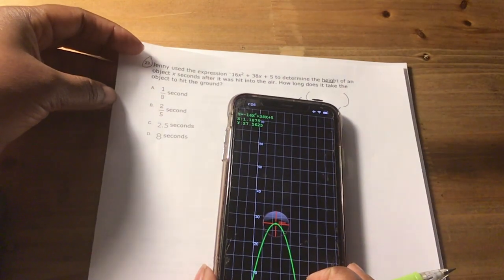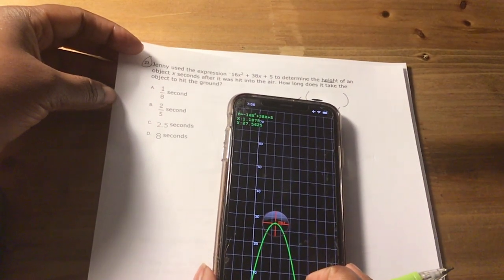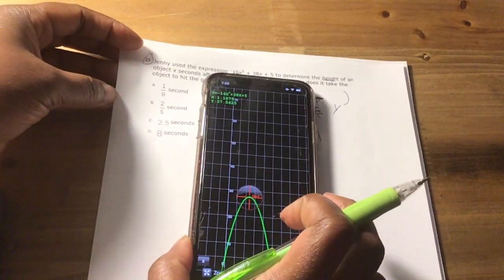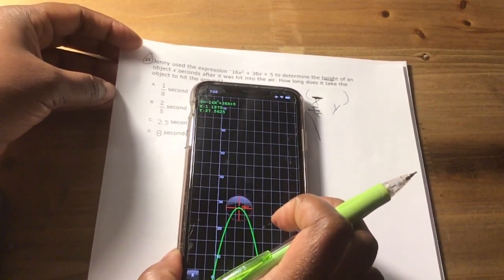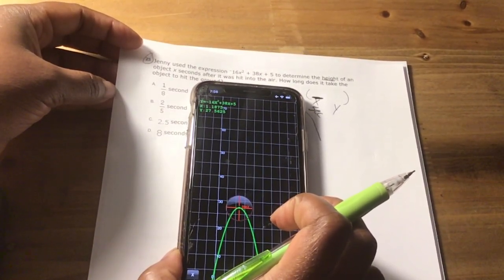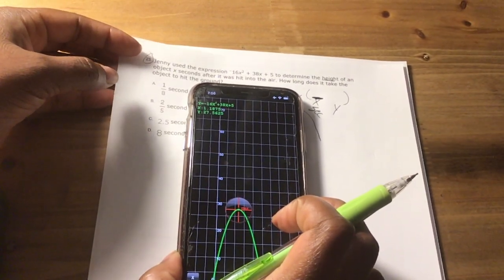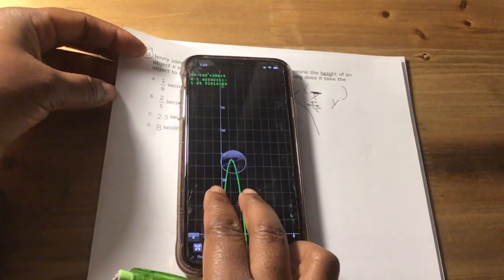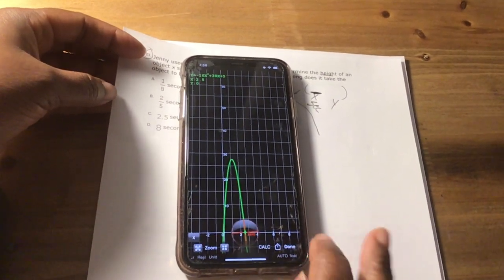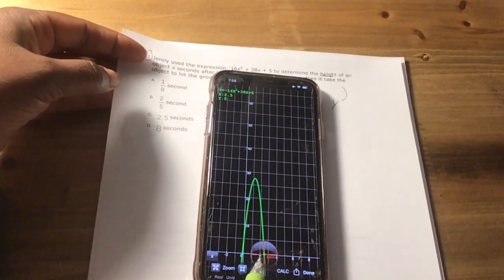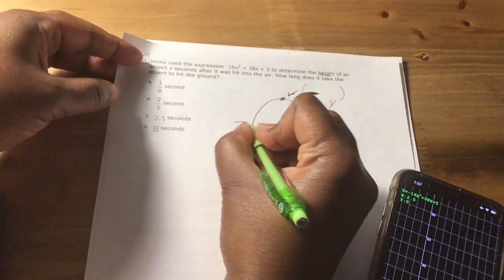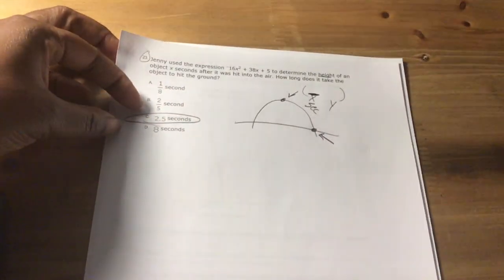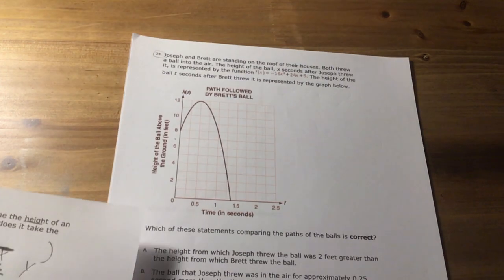Wait a minute, 38x plus, did I type that in right? Determine the height. Oh, what is the height? Determine the height, after x number of seconds that it hits the ground. Okay, let me go. Hits the ground. I need to go here. All right, it's 2.5. Sorry, it hits the ground in 2.5 seconds. I'm tripping. This is the point that they want to find. Where does it hit the ground? It hits the ground at 2.5 seconds. Okay? All right.